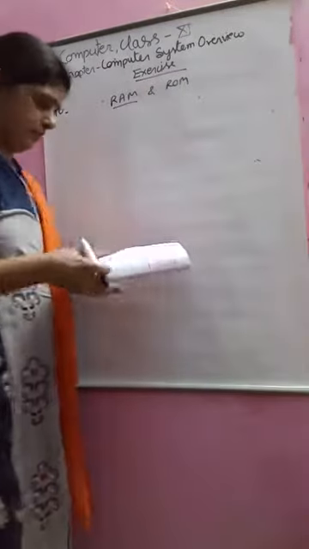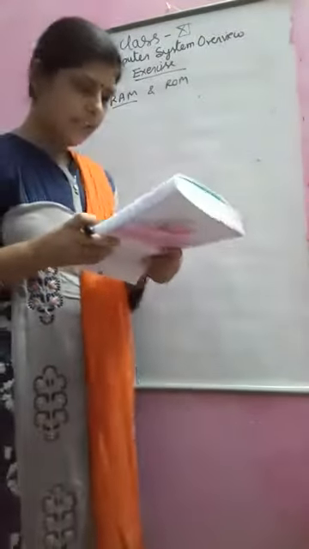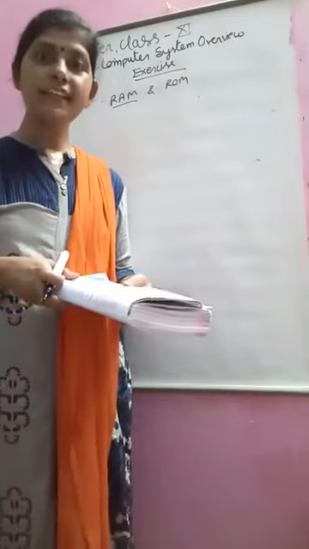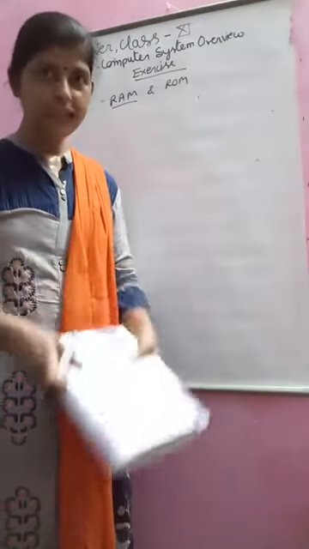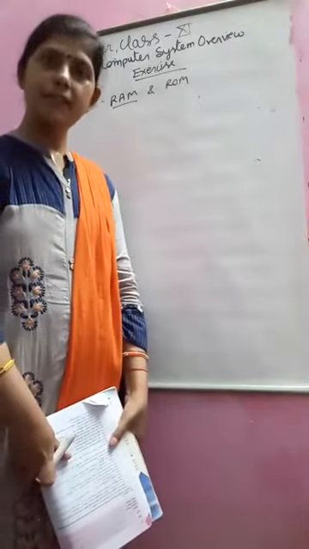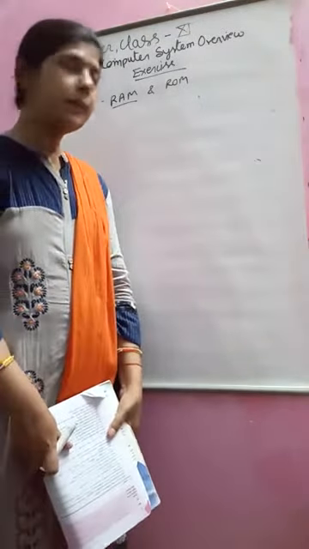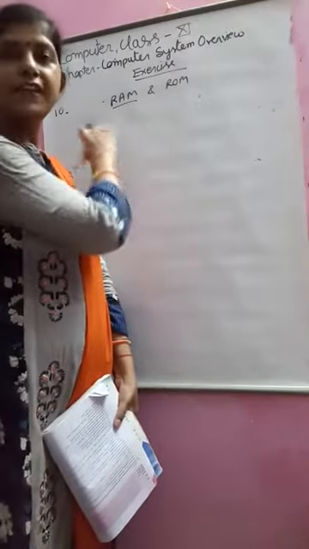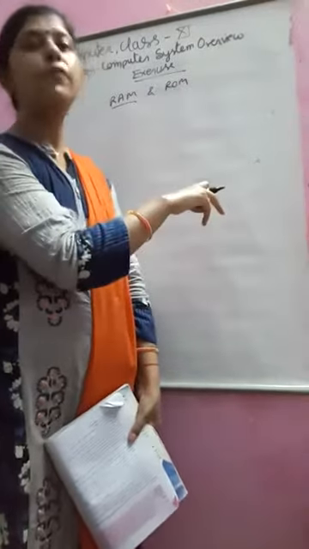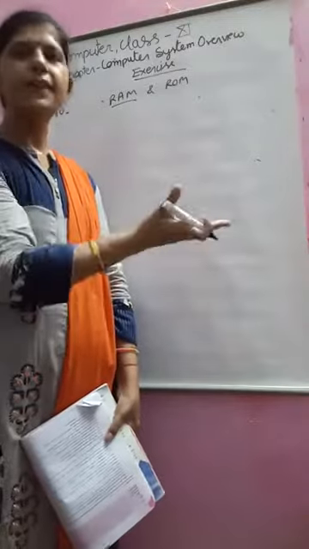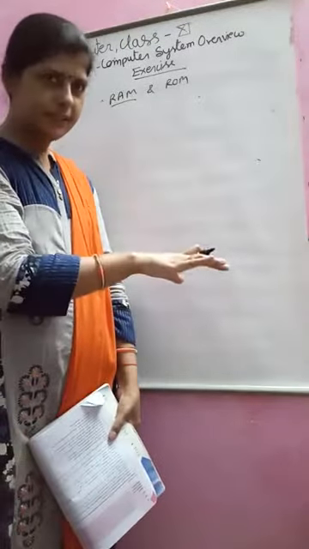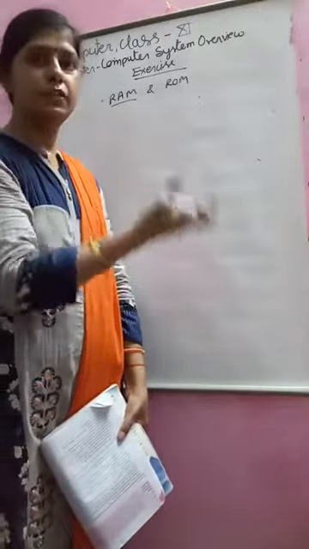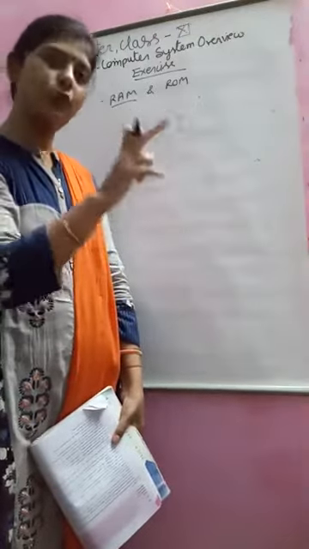Now the question, what is the meaning of the term volatile primary memory? Volatile means when the power is off, the content present in the memory is finished. That is called volatile: power off, content gone. Power is present, content is present. When the power is off, content is gone. That is called volatile.